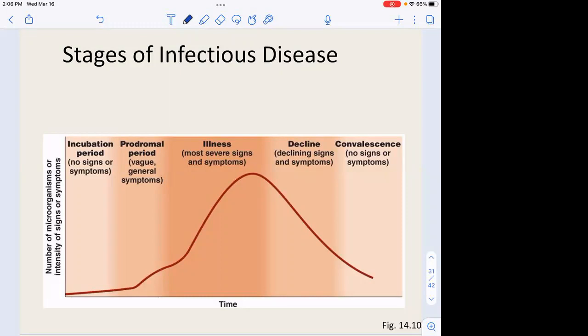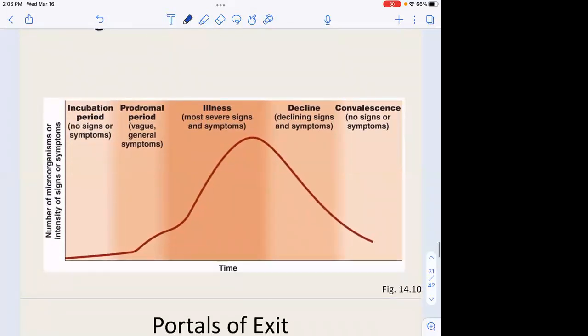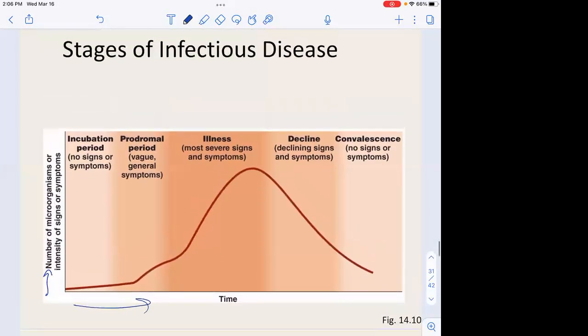If we think for a minute now, how do we describe these stages of infection? We've been looking at the pathogen standpoint. If we take a step back and think about how we describe the stages of infection in our body, we look over time at the number of microorganisms or the intensity of signs and symptoms. Usually signs and symptoms get worse as there are more and more pathogens within a host. And let me define that.